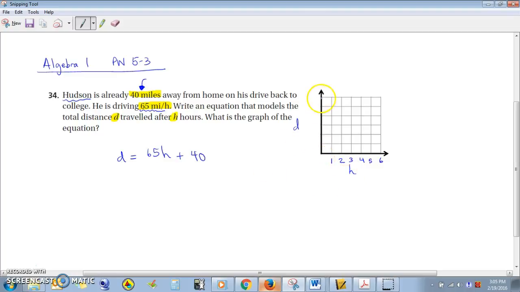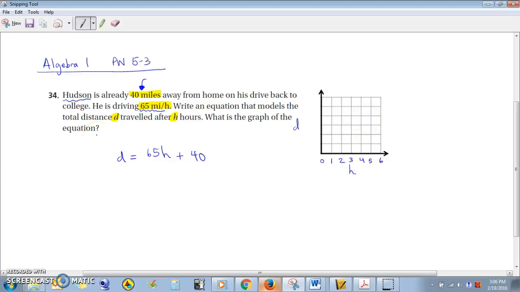Alright, now, how should I mark the vertical axis of distance? Well, I know that at 0 hours, I'm 40 miles away. So my lowest number should include 40. 40 should be in here somewhere. But what's going to be my highest number? I can find out by plugging in a 6 for H and finding out what my furthest distance is going to be on this graph.